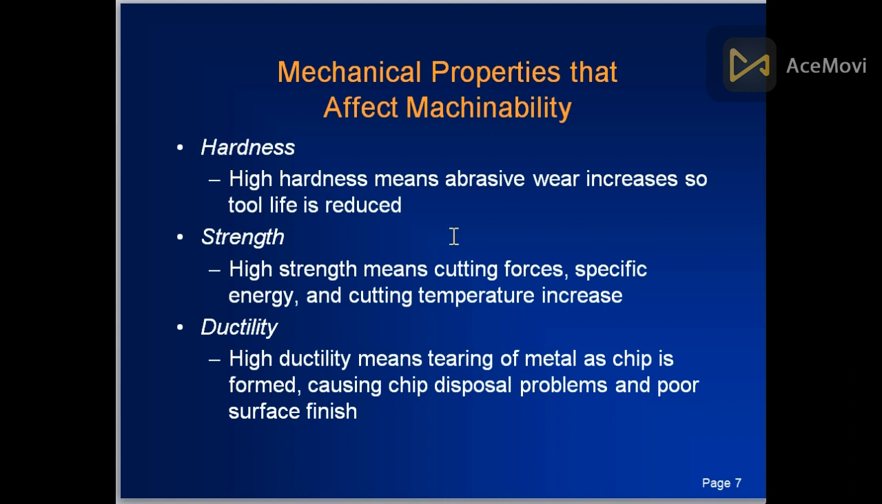Mechanical properties that affect machinability. Number one is hardness. High hardness means abrasive wear increases, so tool life is reduced. Strength. High strength means cutting forces, specific energy, and cutting temperature increase. Ductility. High ductility means tearing of metal as a chip is formed, causing chip disposal problems and poor surface finish.